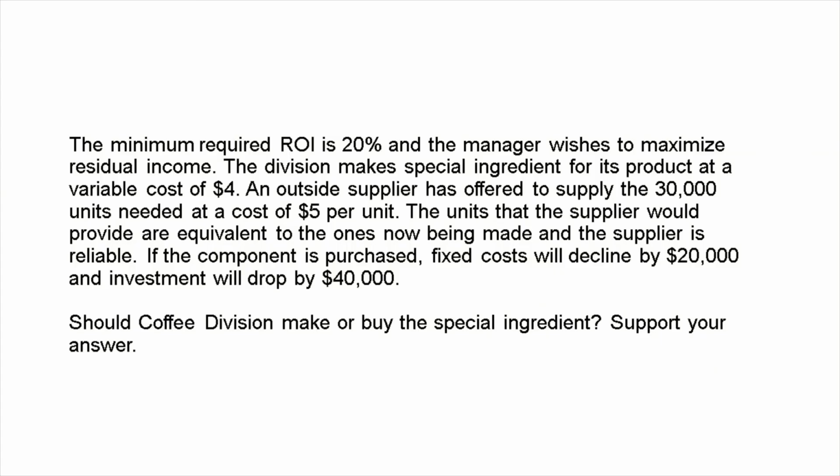In this problem, the division manager wants to maximize residual income. In the process of making their product, the division makes a special ingredient at a variable cost of $4. And also a supplier has offered to supply 30,000 units at a cost of $5 per unit. If the offer will be accepted, the fixed cost will decline by $20,000 and the investment will drop by $40,000. Considering the minimum required ROI of 20%, we must make the decision whether to make or buy the special ingredient.